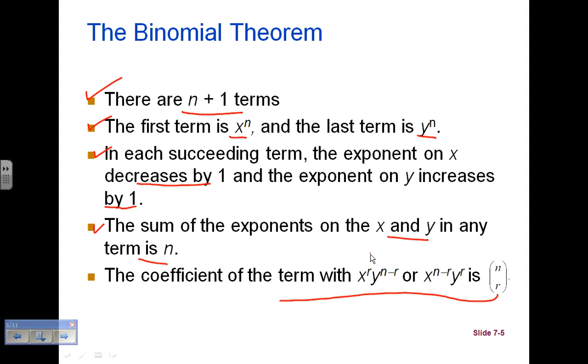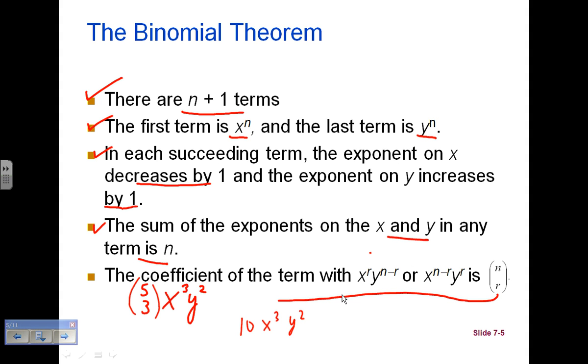So that means if I want x to the third, y to the 5 minus 3, which is 2, that means n is 5 and r is 3. The coefficient of the term is, so what's that work out to be? 5 choose 3. 10. So it's going to be 10x cubed y squared.